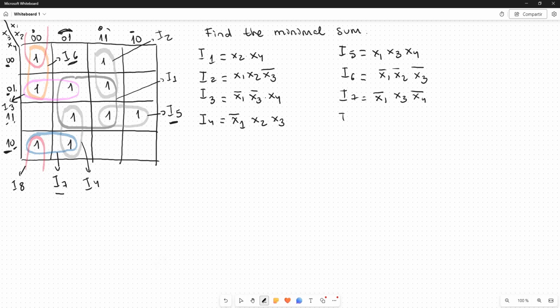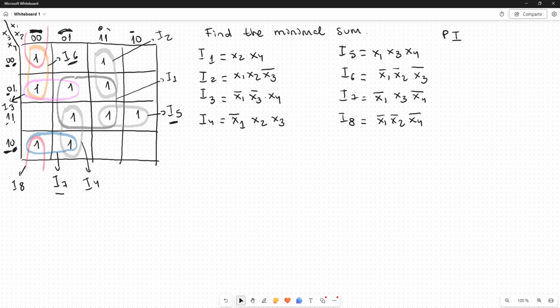And finally, in the implicant 8 we have that in the columns we have x1 and x2 negated, both of them are 0, and in the rows we have x4 negated because in both cases it's 0. So we have defined all the product terms linked to this allowed group of ones. The 8 prime implicants, all of them are prime implicants of the function.